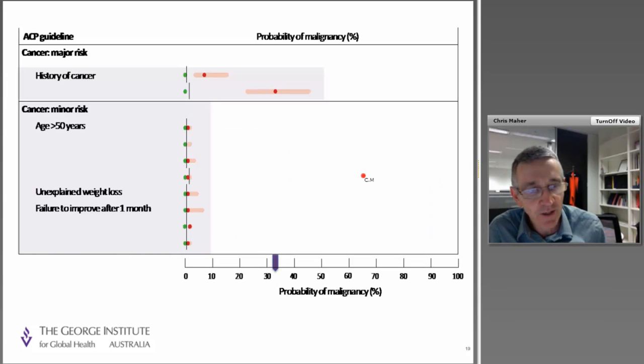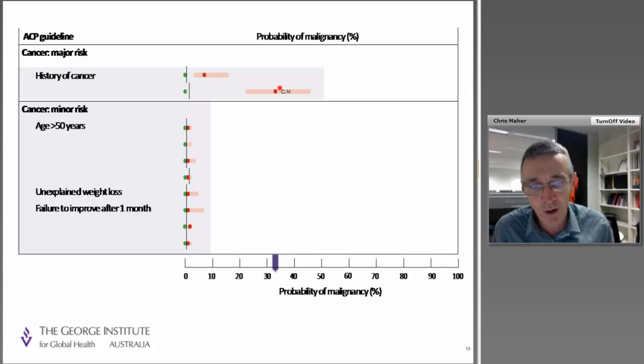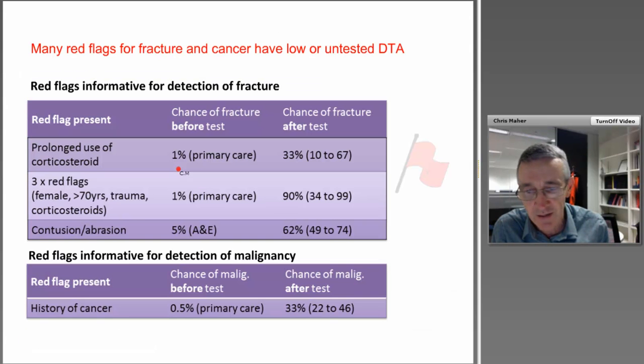We also looked at screening for cancer, and what we found was there's a whole range of red flags that have been suggested, such as being old, losing weight, not improving over 1 month. All these features here don't increase the probability of cancer. The only thing that increases the probability of cancer is a previous history of cancer. So in terms of red flags that are useful to screen for cancer, the only one that we found that was useful was a previous history of cancer. These other ones here seem quite blunt tools to screen for cancer in people presenting with low back pain.